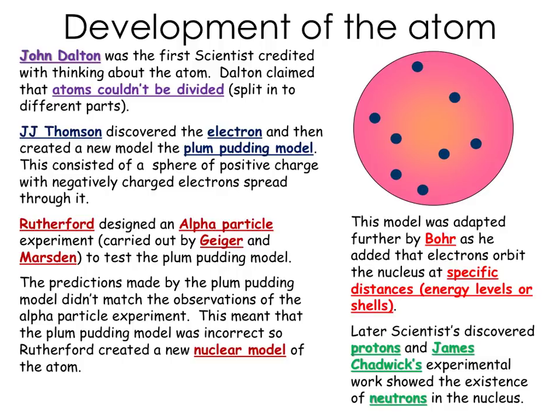pudding model was incorrect, and Rutherford then went on to create a new model called the nuclear model of the atom. This nuclear model of the atom that Rutherford proposed was further adapted by other scientists throughout the years. The first person to add some adaptations to this was Bohr. So he added that the electrons would orbit the nucleus at specific distances or energy levels or shells, and that allowed us to then add electron shells to our atomic model, our nuclear model. Later scientists discovered things like protons, which came into part of the nucleus, and then James Chadwick's experimental work showed the existence of neutrons, which were also present in the nucleus. And that brings us up to the model of the atom that we teach you now.